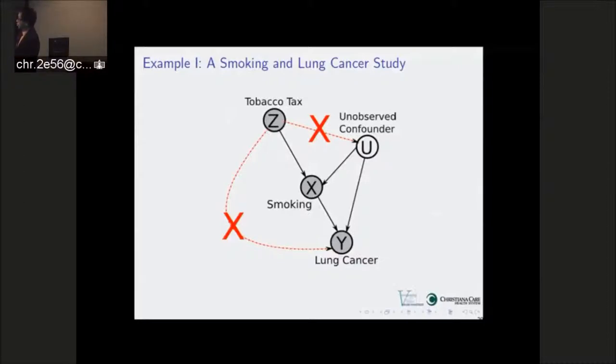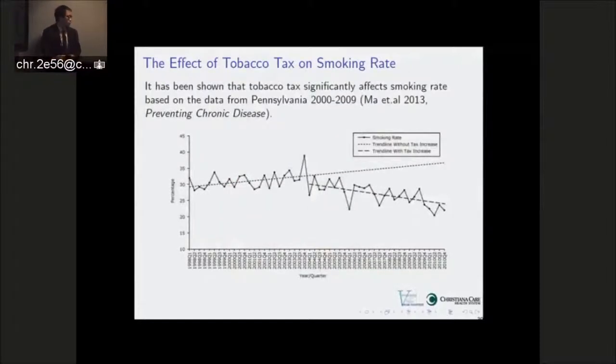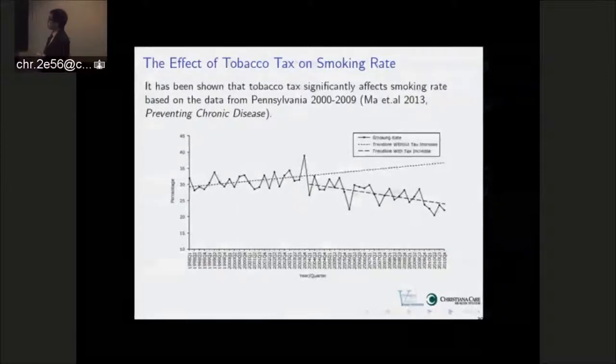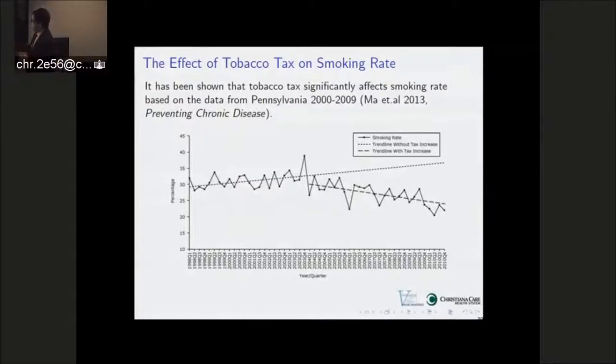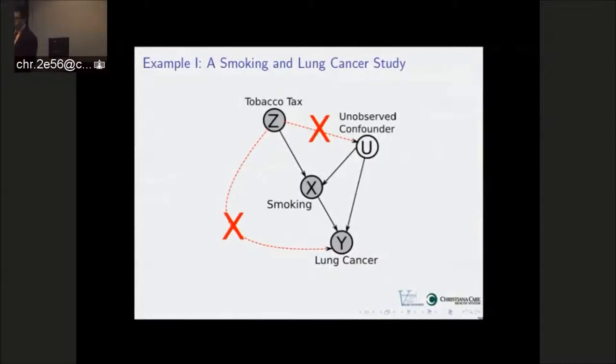First, we would like to see a causal effect from the tobacco tax to smoking. To demonstrate this, I copied this result from a study. It has been shown that tobacco tax significantly affects smoking rate, based on data from Pennsylvania from 2009. We can see the tobacco tax rates at the end of 2003, and we can dramatically see the smoking rate changed after this tobacco tax. So this result tells us the first condition is satisfied: the tobacco tax Z has a causal effect on smoking.